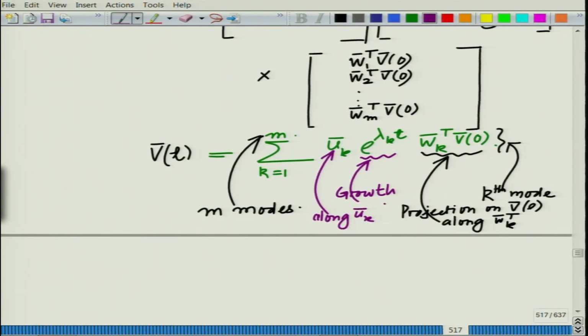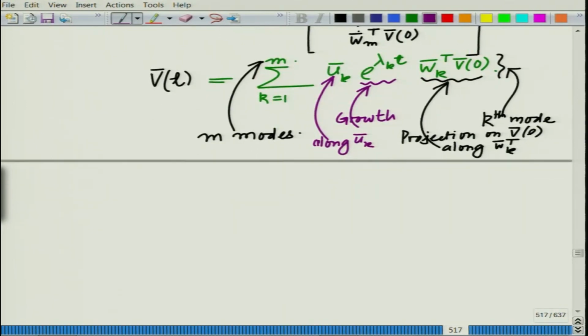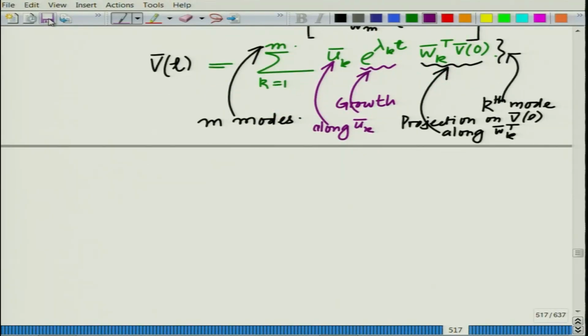So, essentially the way you can think of this is you are taking V bar 0. The kth mode has 3 components. First, take the projection along the left eigenvector, that is W k bar 0, then grow it exponentially with the rate lambda k, which is the kth eigenvalue, that is e raised to lambda k t, and finally the direction along which the kth mode is pointing, that is u bar k.